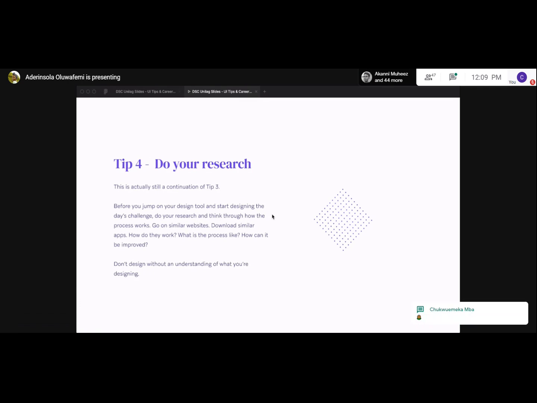So you have to go through the flow from scratch, see what it is that they do, understand why they do what they do, and then replicate or improve on that, like what you've learned in your design.